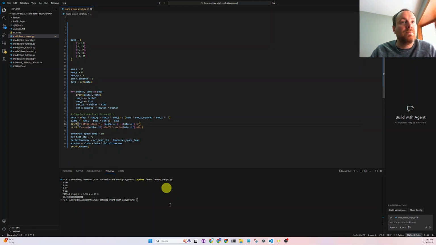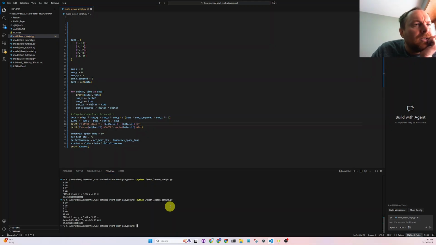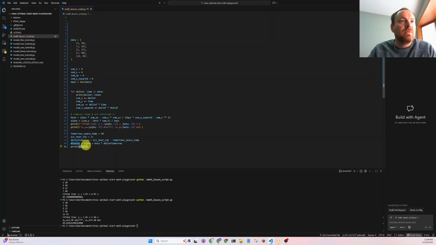So if we printed this again, this is what our model is coming up with. It's coming up with 3.45 minutes per degrees Fahrenheit squared, and alpha B is coming up with a constant of 5.1 minutes. Interesting. Maybe let's make our prints nicer.